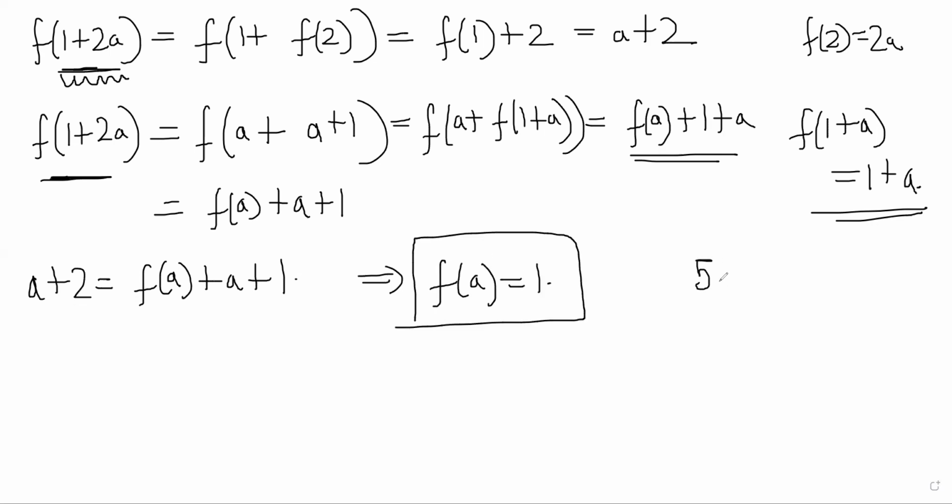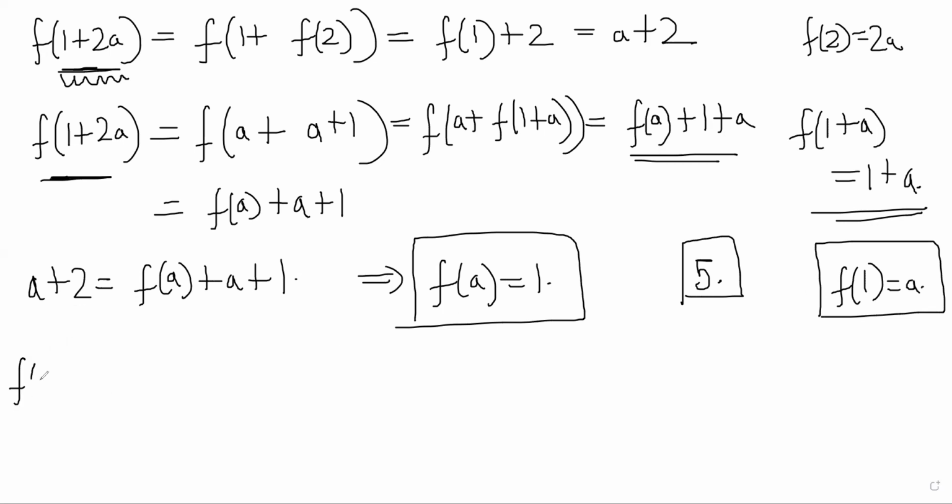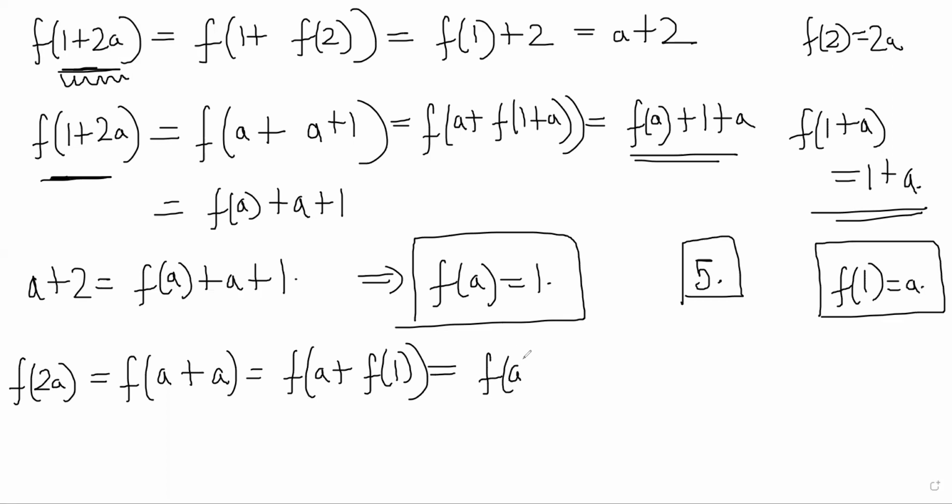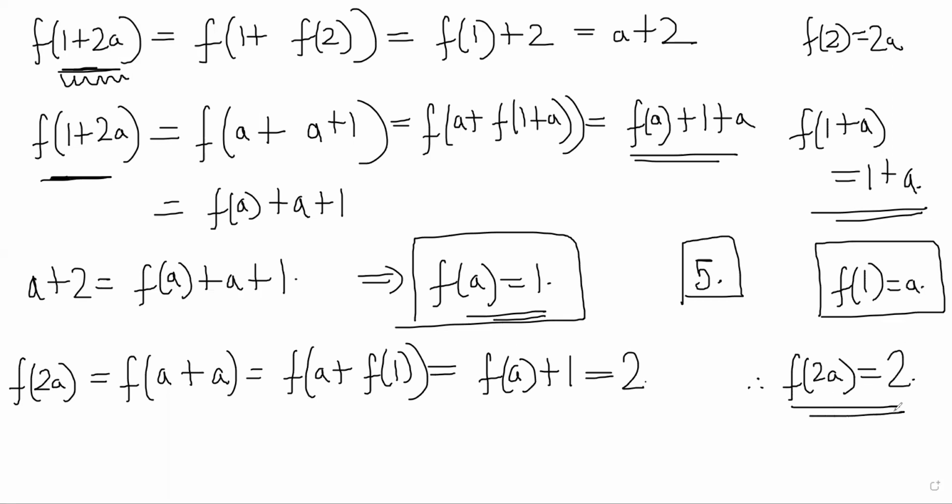This is a very important step. We have proved that f of a is 1, right? We have already assumed that f of 1 is a, right? F of 1 is a and f of a is 1. Both of the things we have got, right? Now we can say that f of 2a is equal to f of a plus a, which is equal to f of a plus f of 1, which is equal to f of a plus 1, right? And now f of a is 1, therefore this is 2, right? So therefore we are getting f of 2a is equal to 2, right?